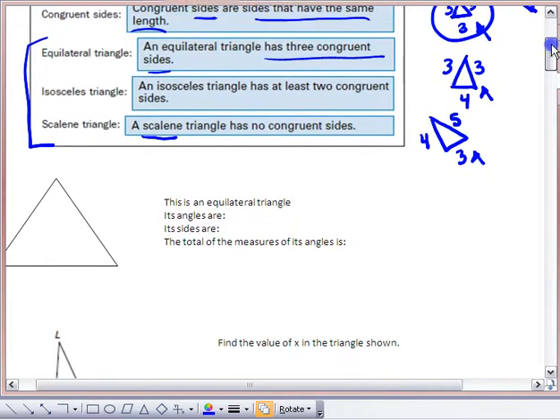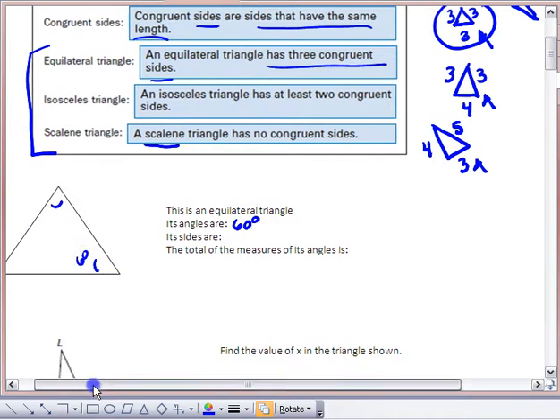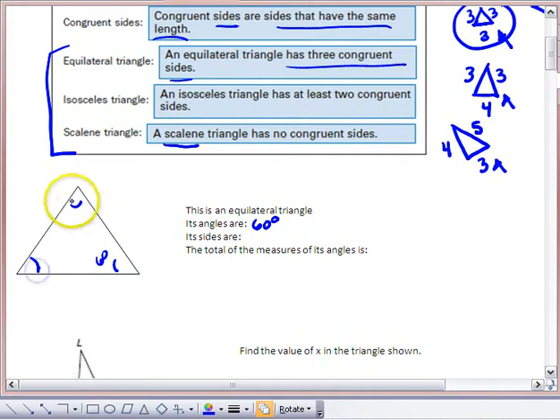Now let's look at this equilateral triangle. Its angles are all 60 degrees. So each of these angles are 60 degrees. And to show that the angles are congruent, they all have one line. Now, all of its sides are also congruent. So we have three sides, and this is how you show that the sides are congruent: use the same little tick mark. Okay? There are three sides.